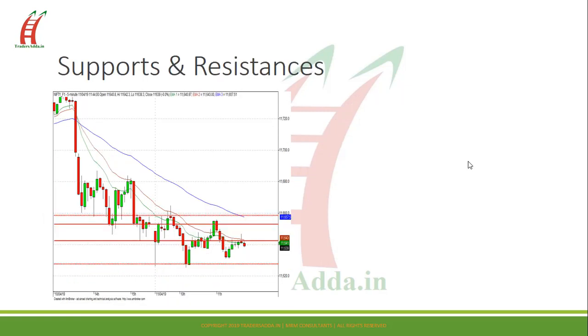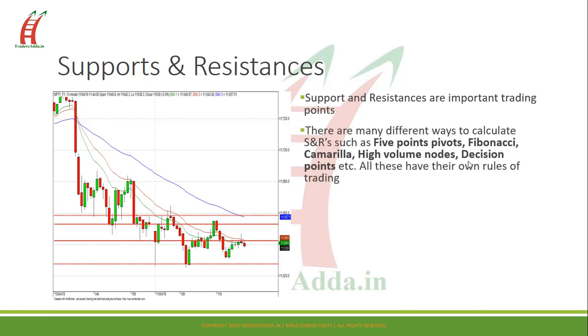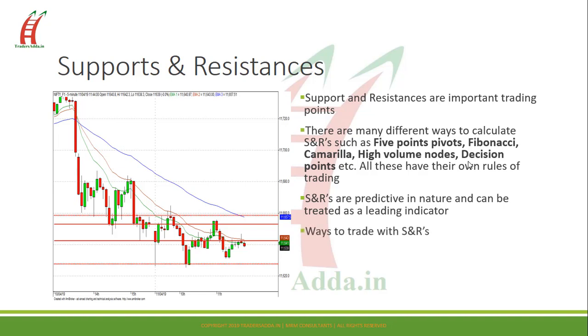Supports and resistances. Support and resistances are important trading points. There are many different ways to calculate supports and resistances, such as 5 points pivots, Fibonacci, Camarilla, high volume nodes, decision points, etc. All these have their own rules of trading. Supports and resistances are predictive in nature and can be treated as a leading indicator. Ways to trade with supports and resistances are: use them as entry and exit points. Use them to decide day's trend.